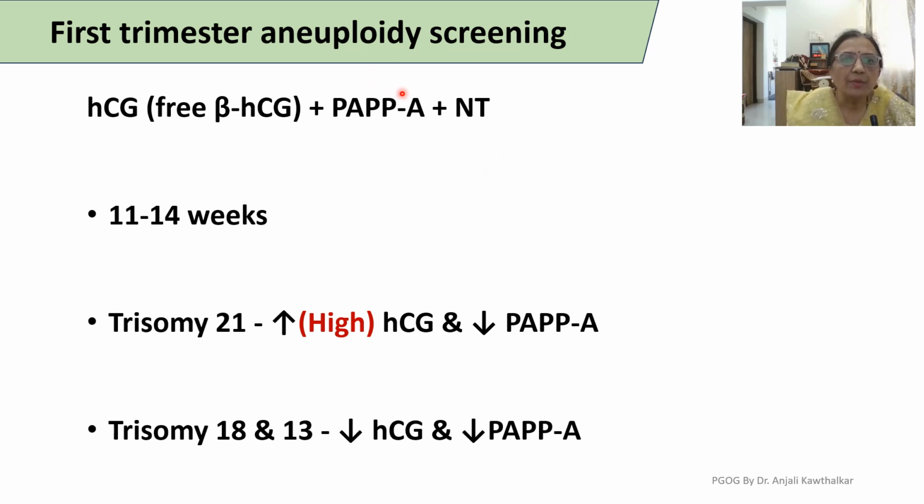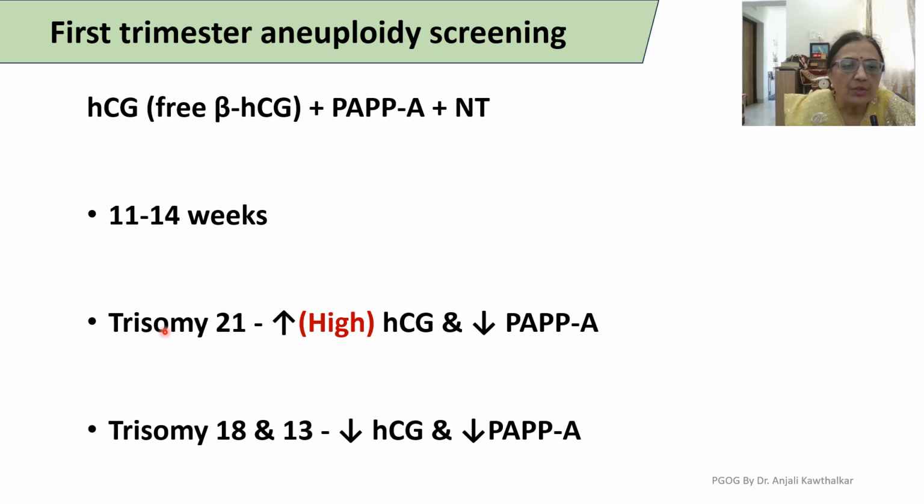Now coming to first trimester aneuploidy screening, under that there is mainly analyte testing and nuchal translucency. So here beta hCG and PAPP-A are included, along with nuchal translucency. It is done from 11 to 14 weeks. Again, I repeat, this hCG is free beta hCG, when it is done from 11 weeks to 14 weeks of pregnancy.